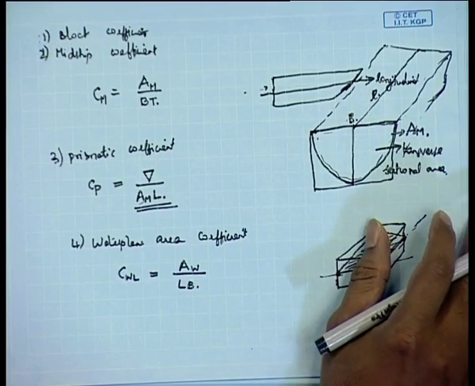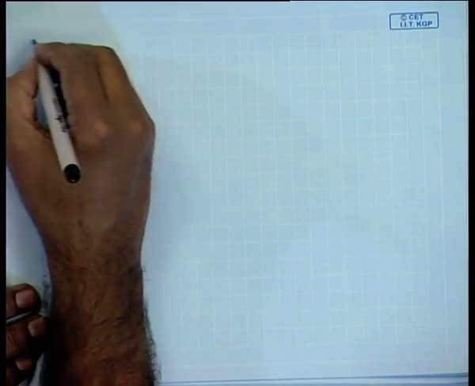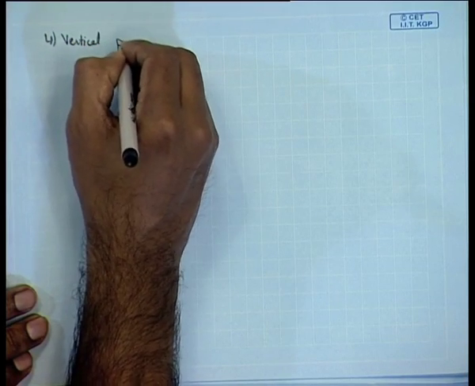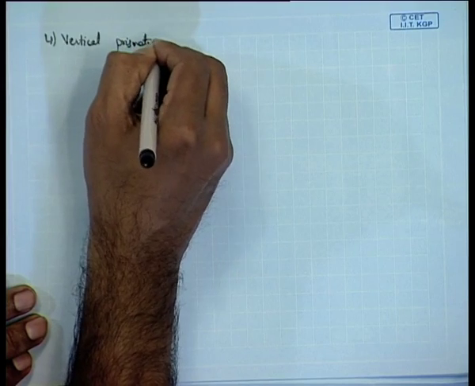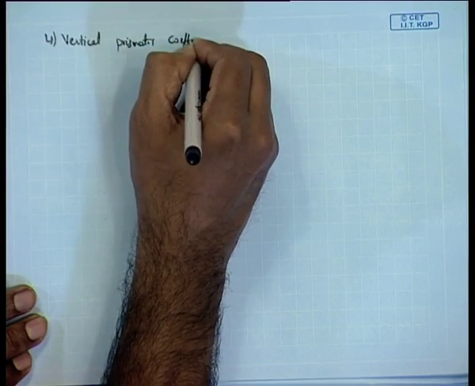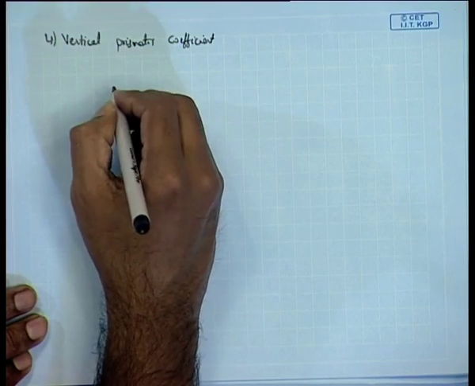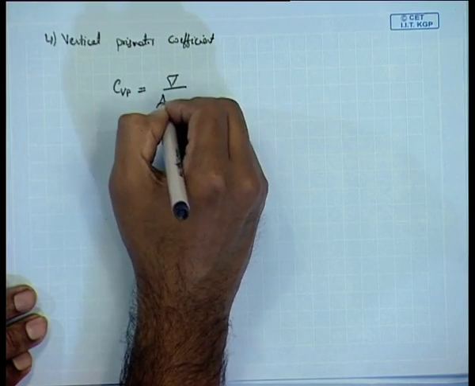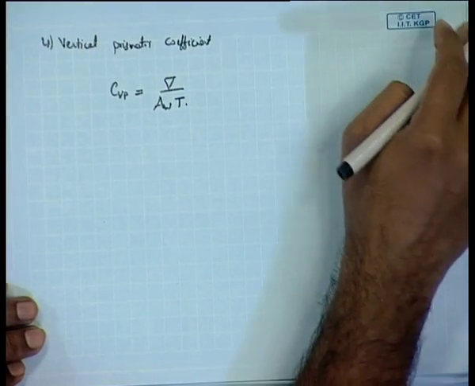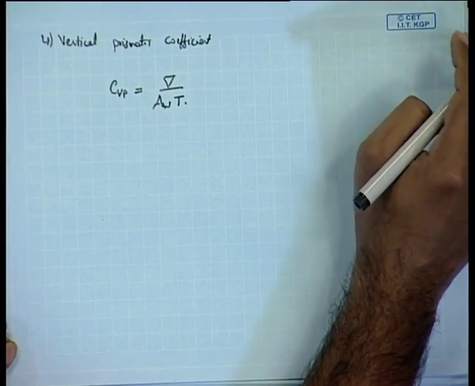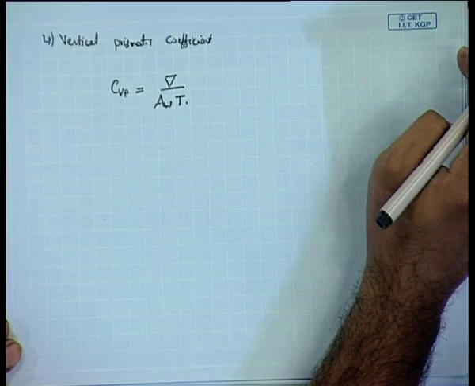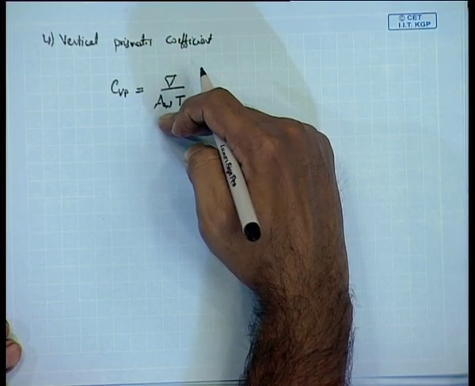So, then there is a vertical prismatic coefficient, defined as CVP is equal to del divided by AW into T. So, I leave it at that. The definition itself says what it is. CVP is equal to del divided by AW into T. T is the draft, AW is the water plane area.